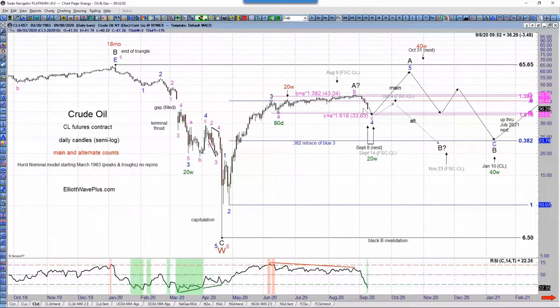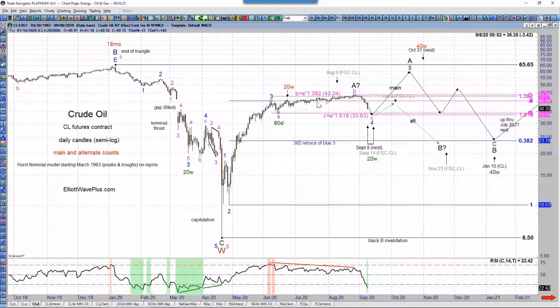So there's my roadmap. I think it kind of pukes out to 33.63 pretty quickly, and then that could be the end of a fourth wave, and we have a fifth wave up, and sometimes fifth waves up in commodities can be pretty aggressive. So that's my main count.